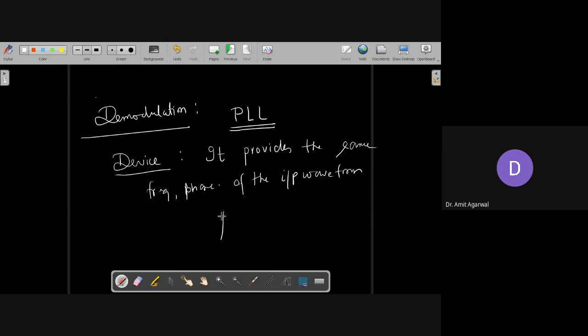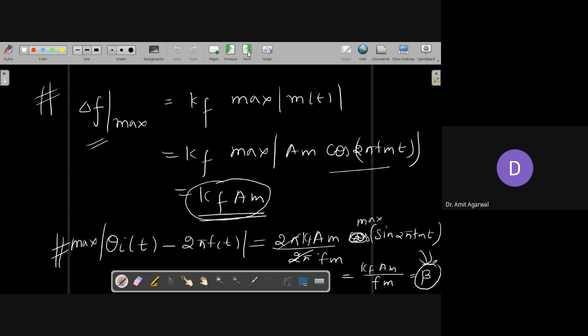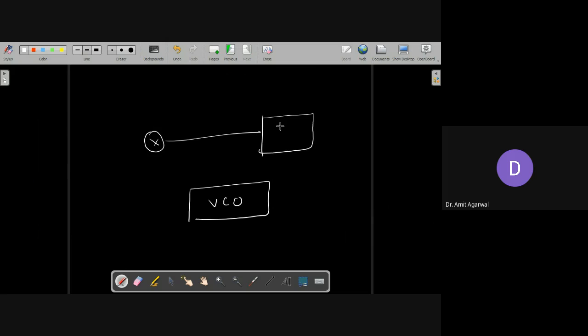So this is your PLL. If this is a black box, whatever signal you provide here with some frequency and some phase, it will give you the same frequency and phase. That is why it is called phase locked loop. Now let's zoom in and see what's inside this PLL. PLL consists of a voltage controlled oscillator, a multiplier, and a low pass filter.